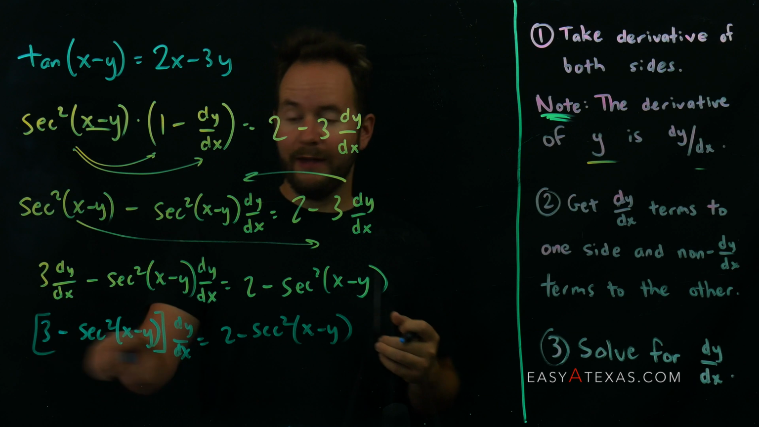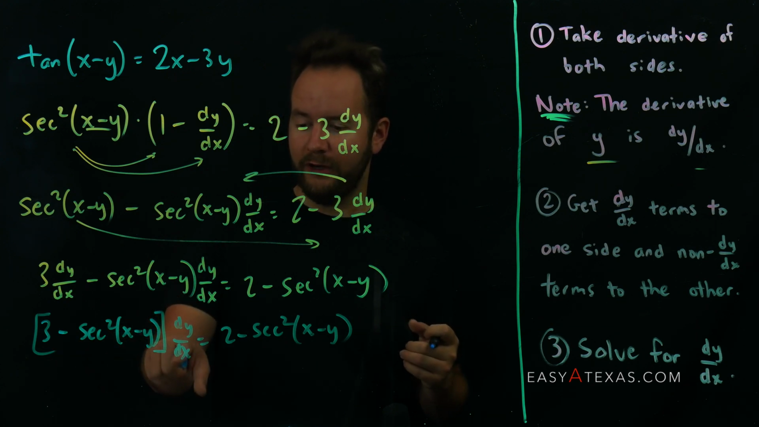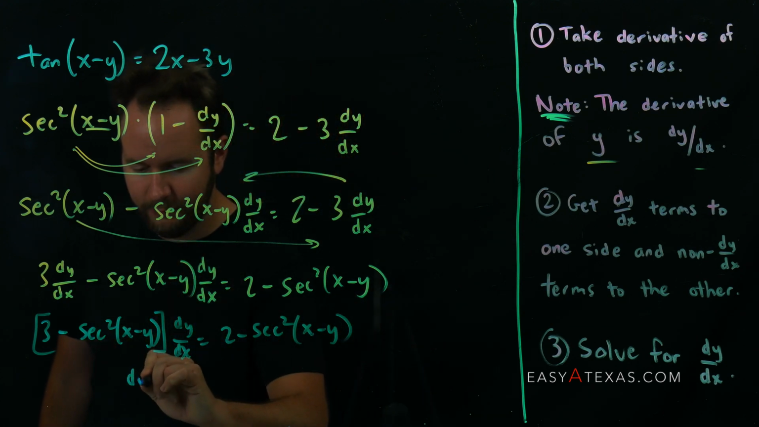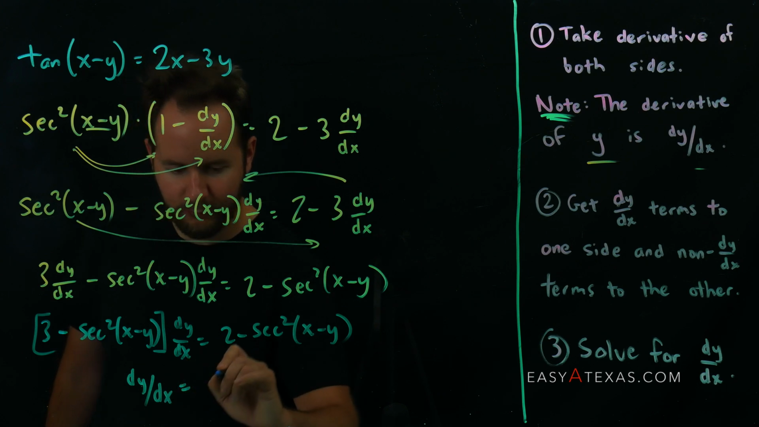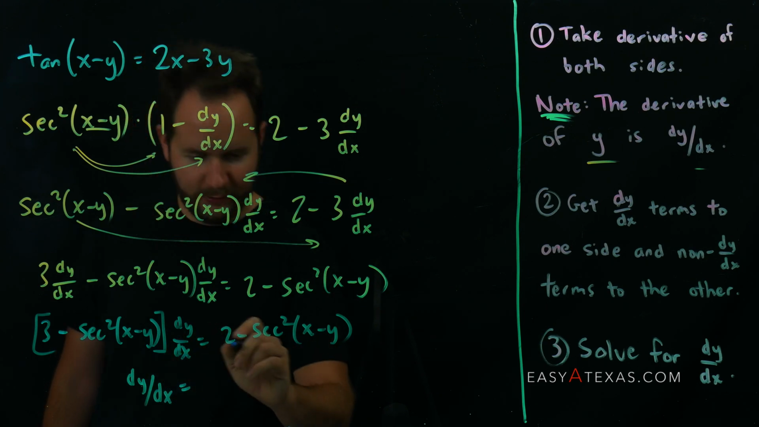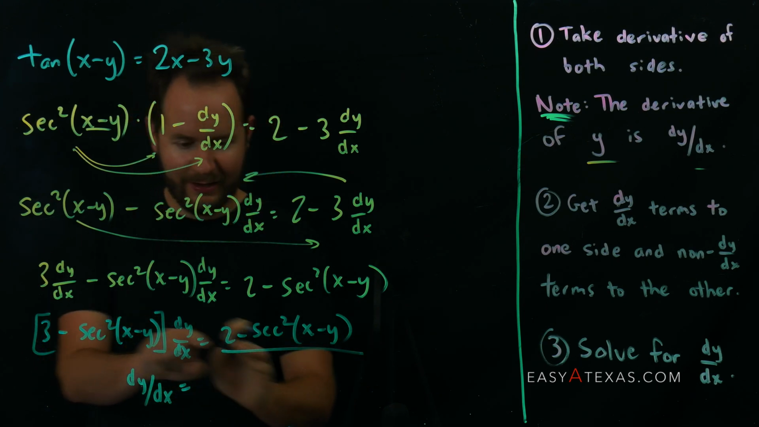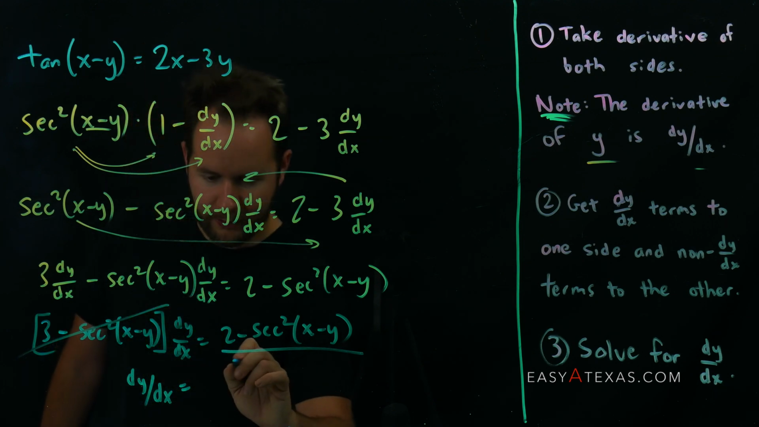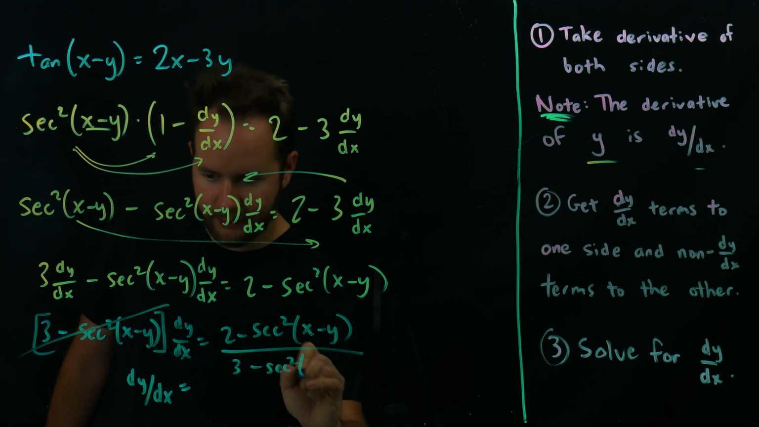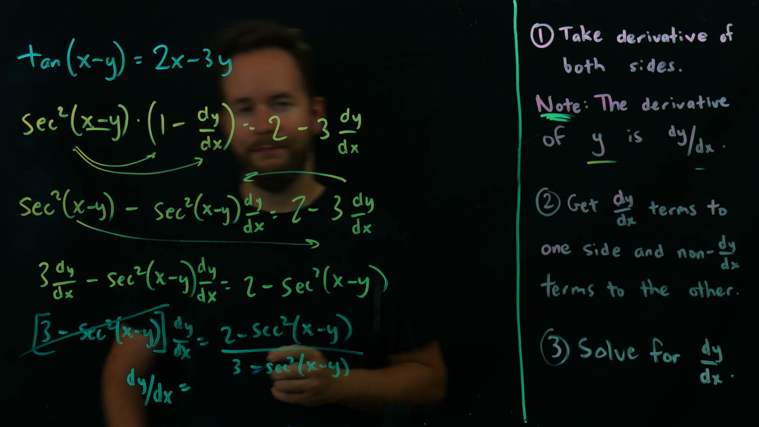Last step would be to divide both sides by 3 minus secant squared of (x minus y) so as to isolate dy/dx. So dy/dx finally is equal to, I'm just going to do this. Let's draw a fraction bar and put this guy underneath. So he's going to go away. 3 minus secant squared (x minus y), and that is your final answer.